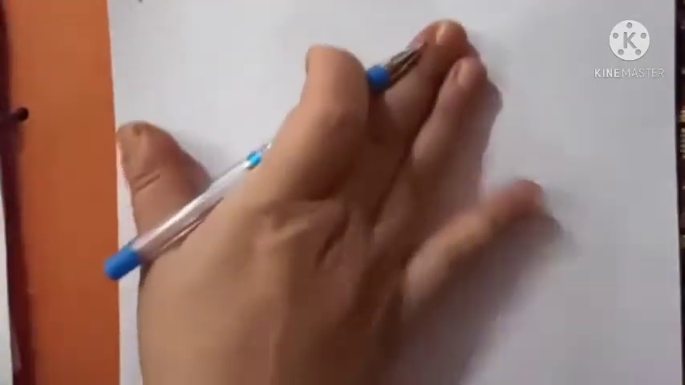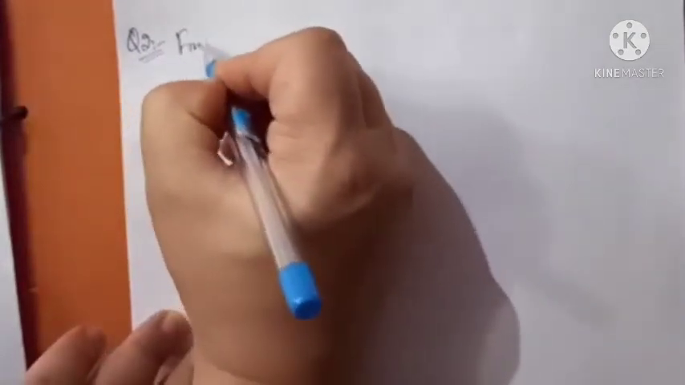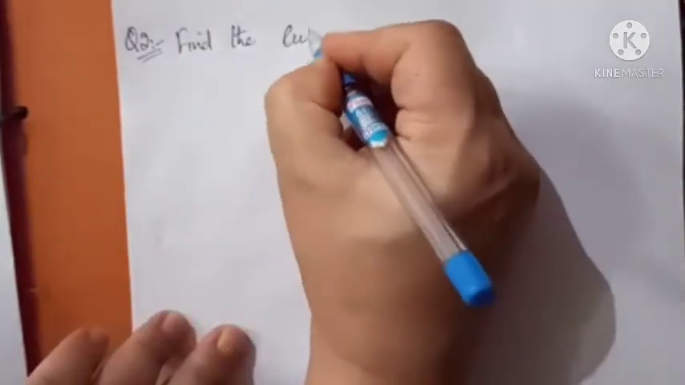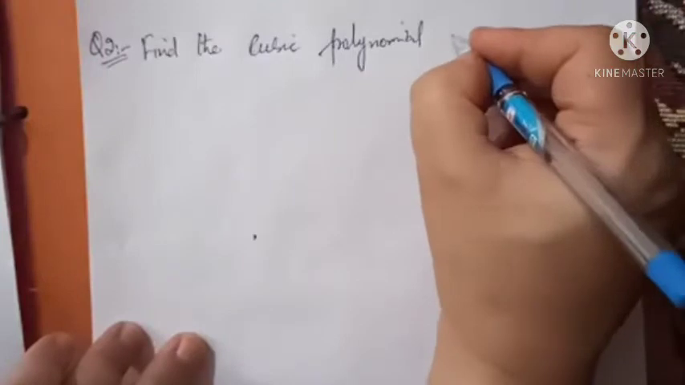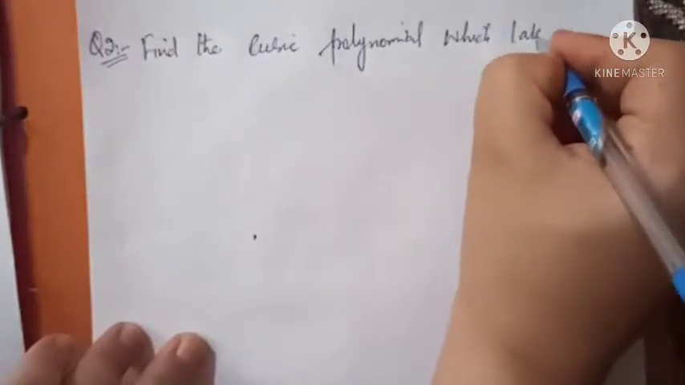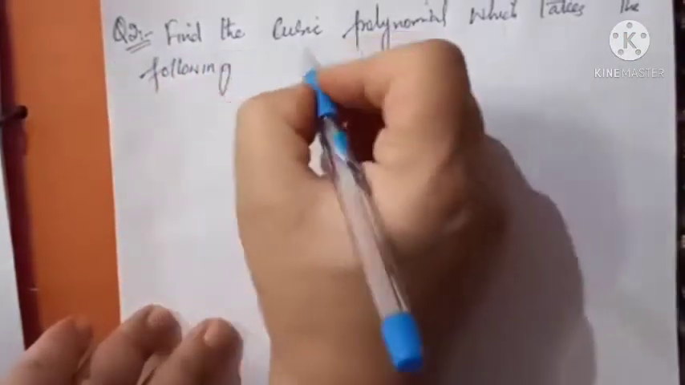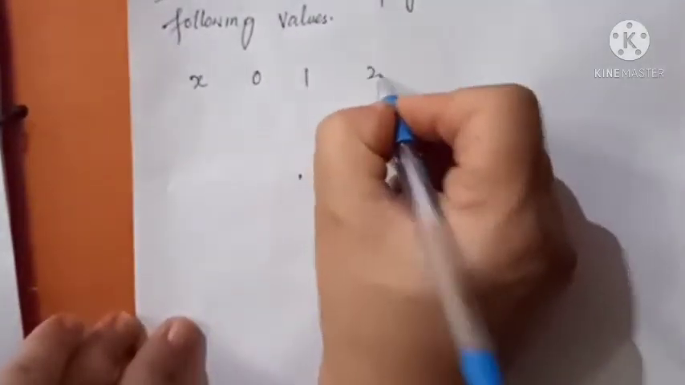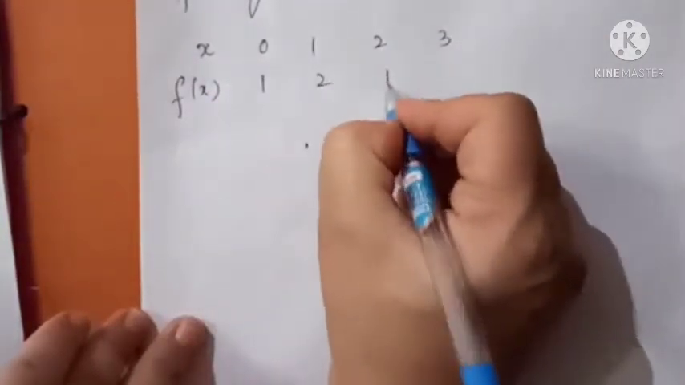11.60. Question number 2. Let me take the question from the book so that we can solve this. Okay, see, the question is like this: find the cubic polynomial which takes the following values: x 0, 1, 2, 3, f of x 1, 2, 1 and 10.